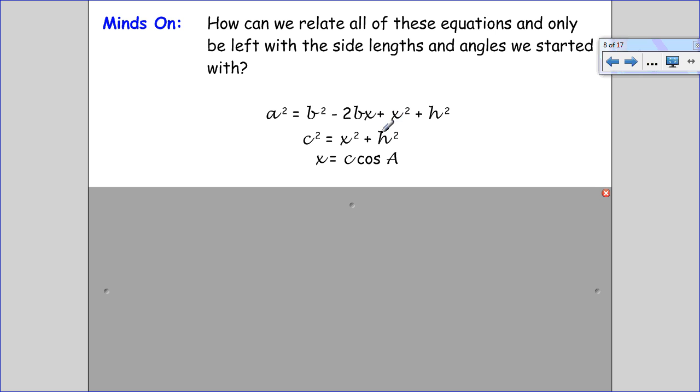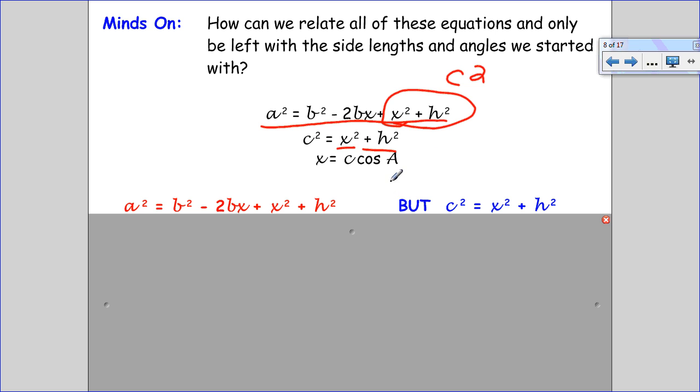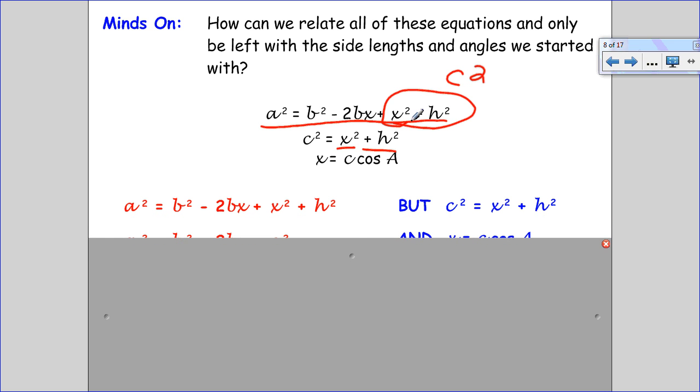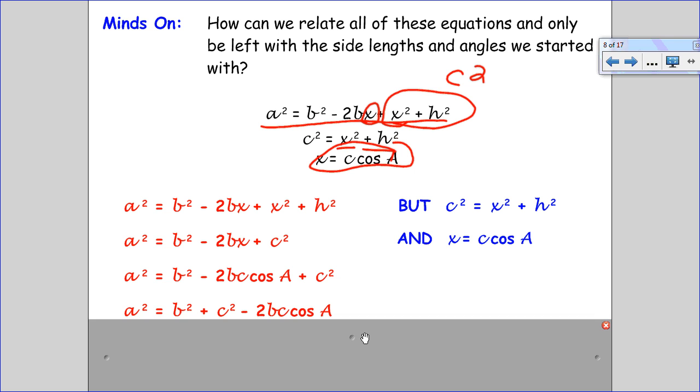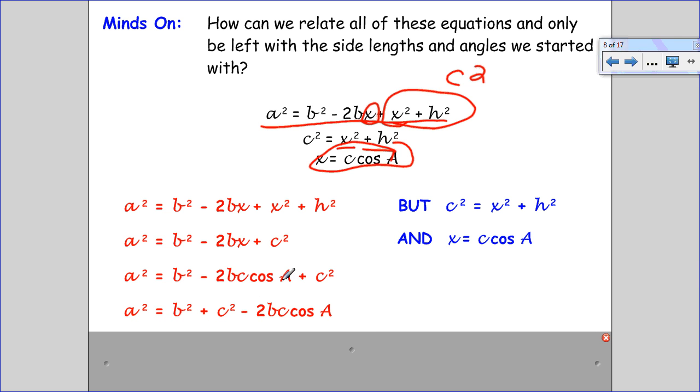If I look at these 3 equations that we created, what can I do to make this first equation look a little bit cleaner? Well, x squared and h squared are the same as c squared, aren't they? So that would probably be my first thing. Now the thing I want to deal with is getting rid of the x's and the h's. So that got rid of one of them, and it gave me c as a side in the triangle. So if I work with that, I'm good so far. Now, I want to get rid of this x. Well, wait a minute. x is c cos A. So I can substitute that in for the x. And now if I look at this, I have a lovely equation that involves the 3 side lengths and one of the angles.